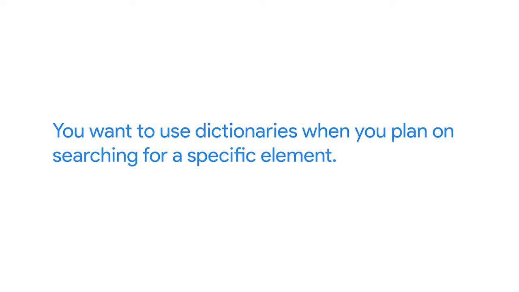If you've got a list of 10 elements and you need to check if one element is in the list, it'll be a very fast check. But if your list has 10,000 elements, it'll take significantly longer to check if the element you're looking for is there. So, in general, you want to use dictionaries when you plan on searching for a specific element.